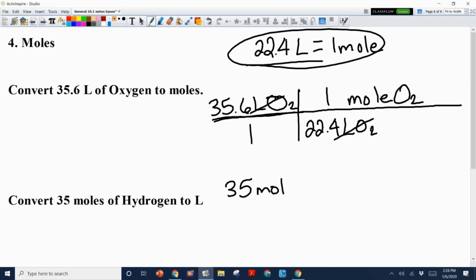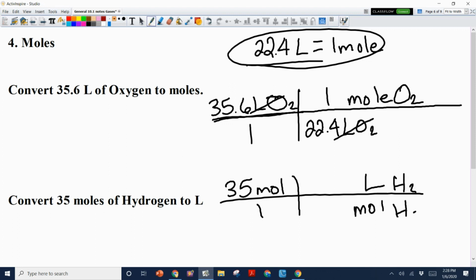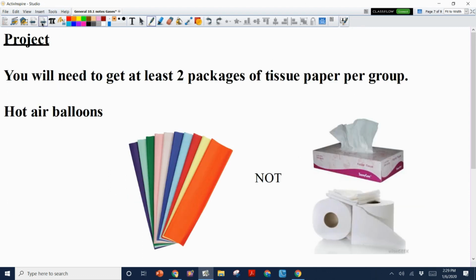Okay, here, so we have 35 moles. We're going to put that on top. Okay, convert. Moles goes on bottom, so we can force it to cancel, and we're converting it to liters. Okay, and this is hydrogen gas, so it's H2. Remember, hydrogen is diatomic as well. So 22.4 liters is equal to 1 mole. There's your conversion factor. This time we're multiplying. So when you're going from moles to liters, you multiply. When you're going from liters to moles, you're going to divide. All right, and that's it for the units and for 5.1.